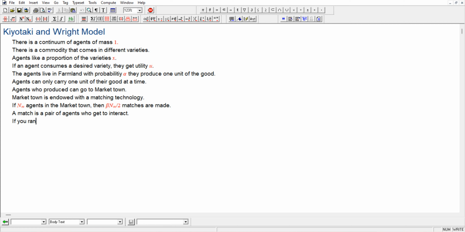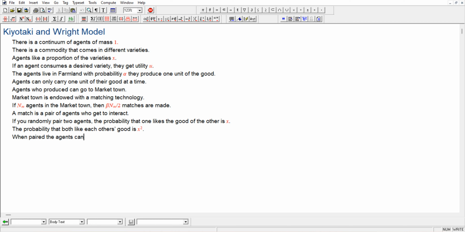Now, as discussed, if you randomly pair two agents, the probability that one likes the good of the other is x, right? And the way I've described it, the probability that both like each other's good is x squared. Let's just say that the probability that I like your good and that you like my good is independent, and then the probability is going to be x squared that we both like each other's goods. Great. When paired, the agents can choose to exchange their goods or not. If they both do, then trade occurs, and if one or other of them doesn't want to trade, then there is no trade.